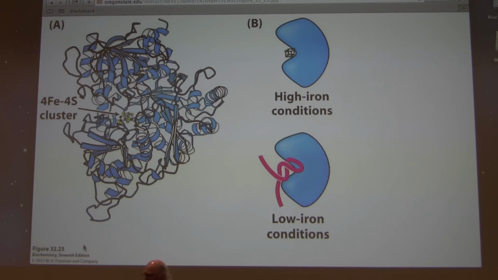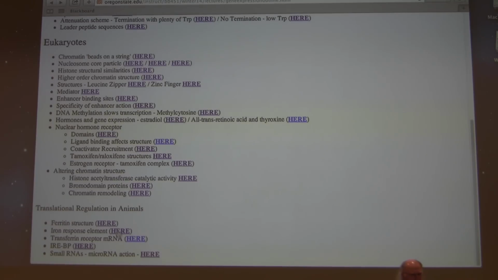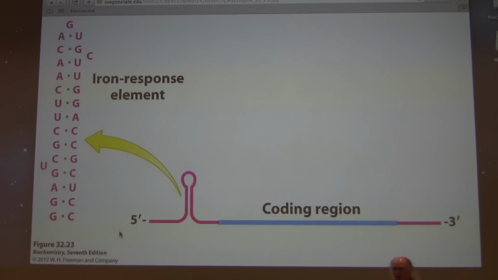The P in the binding protein tells us it's a protein. IRE-BP is a protein. IRE by itself is a structure. Well, where does that structure come into play? The structure comes into play in the messenger RNA of the two proteins that I've described to you. The first protein is ferritin. This is what the messenger RNA of ferritin looks like.